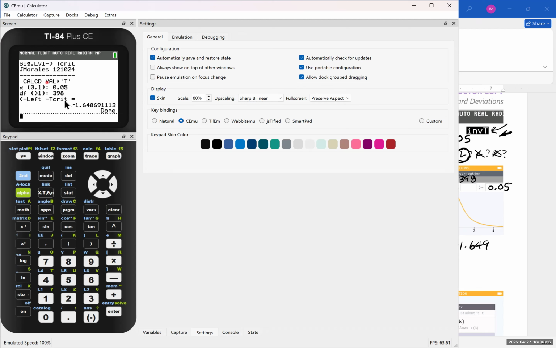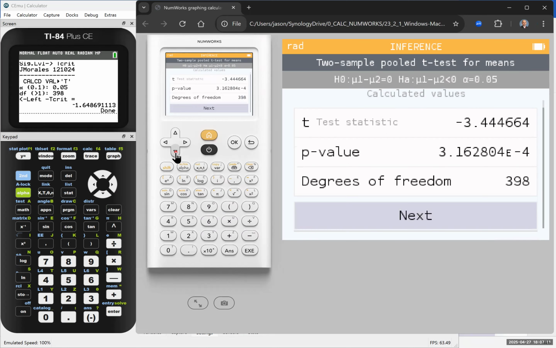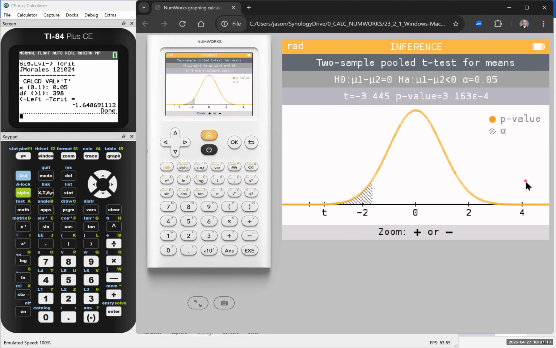So if you want a little more flexibility, you can use this program that I've given you. All right, now let's look at the NumWorks calculator. So I'm going to hit home. Oh wait, before I do that, let me see what happens if I hit next. Okay, it just gives us the t critical value and the p value here. That's all it gives us, and there's nothing we can do here.